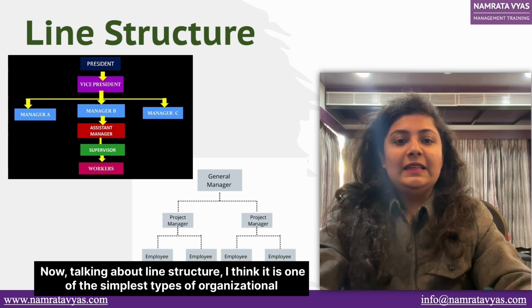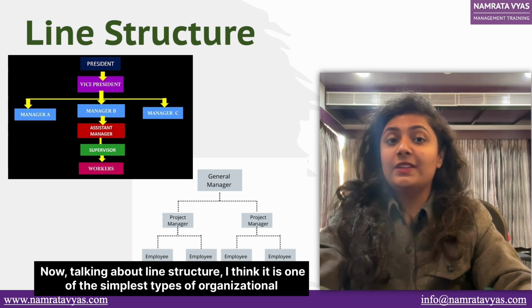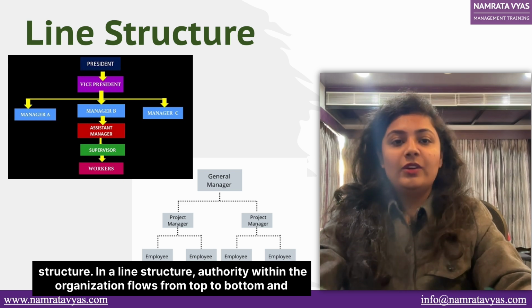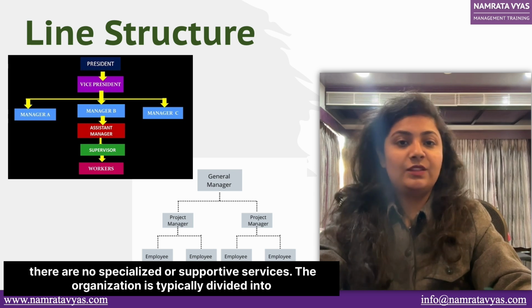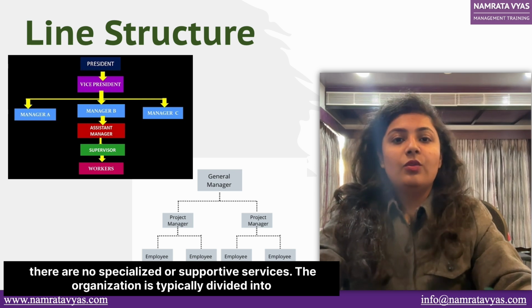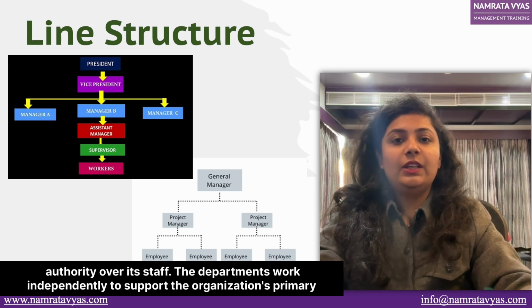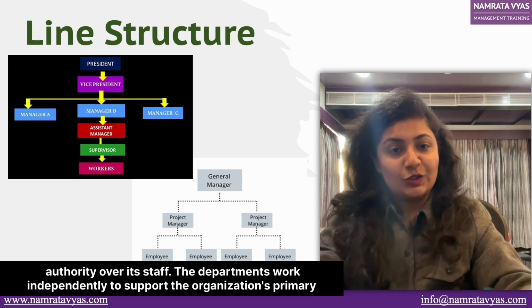Now, talking about line structure, I think it is one of the simplest types of organizational structure. In a line structure, authority within the organization flows from top to bottom and there are no specialized or supportive services. The organization is typically divided into departments overseen and controlled by a general manager, and each department has its own manager with authority over its staff. The departments work independently to support the organization's primary goal.